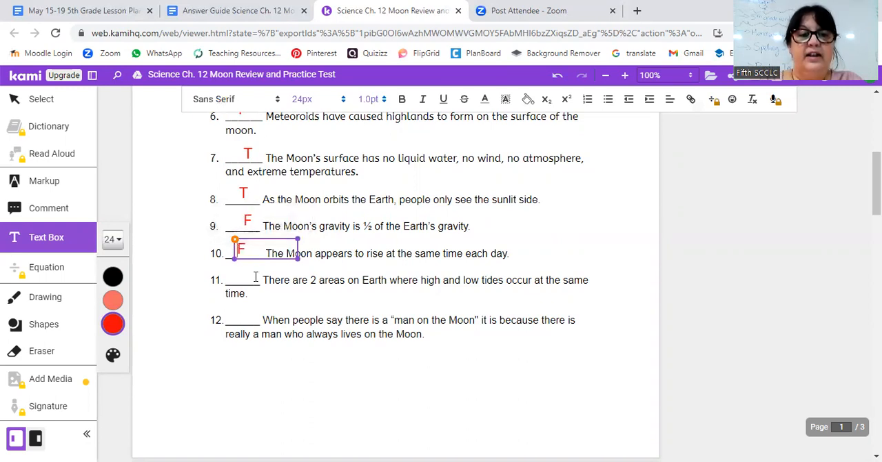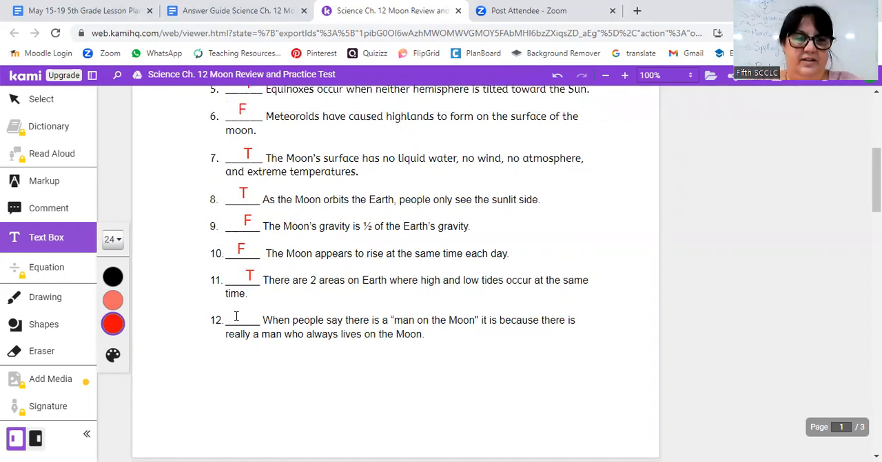Number 11. There are 2 areas on Earth where the high and the low tides occur at the same time. Jihoon. True. Okay, that's where those bulges are. Remember we talked about the bulges on the worksheet you did? All right, number 12. This is our last true and false. When people say there is a man on the moon, it is because there is really a man who always lives on the moon. Vic? False. Yeah.